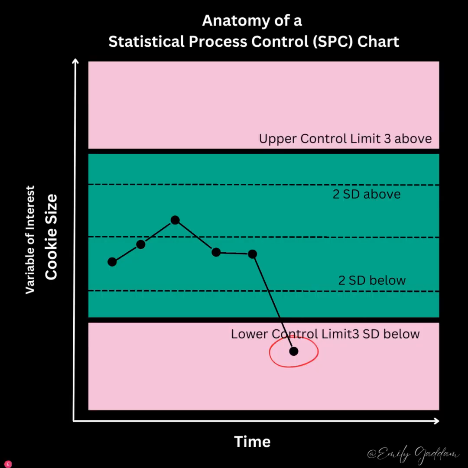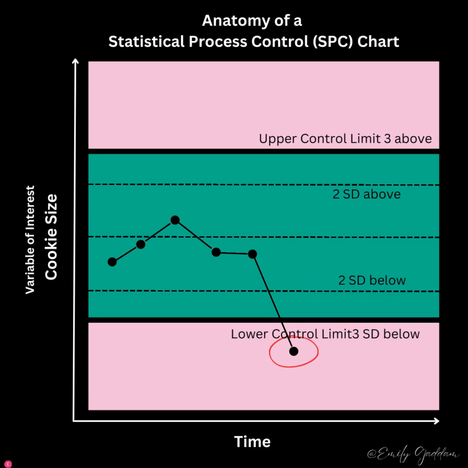Okay, let's take a closer look at the first rule of analyzing an SPC chart. One point outside the upper or lower control limits. This rule is all about keeping an eye out for those standout cookie sizes that venture beyond the control limits specified on the SPC chart. You see, control limits are like boundaries that we set on the SPC chart to help us determine if our process is in control or not. They're typically set at 3 standard deviations from the process mean.